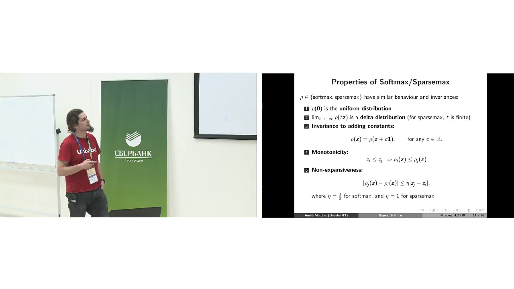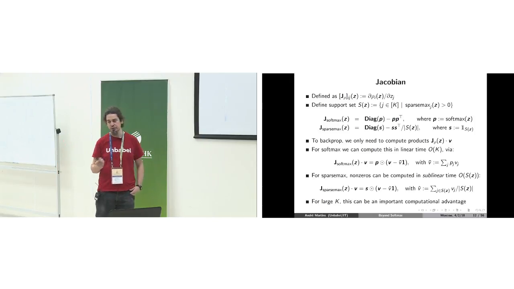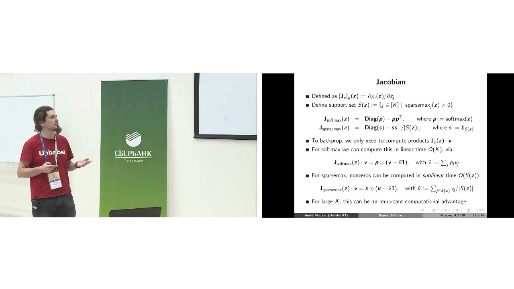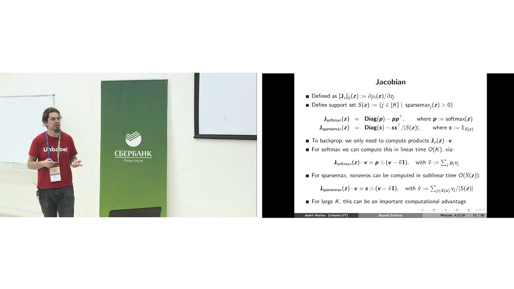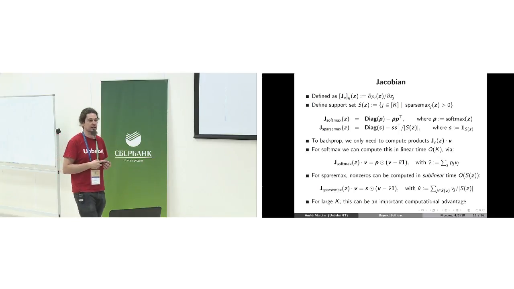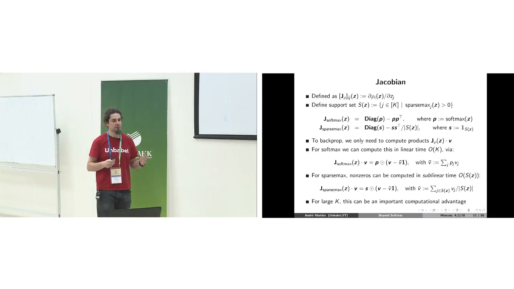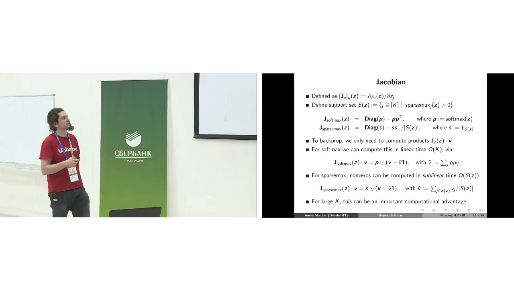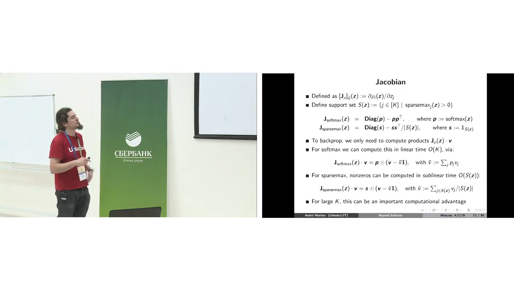Okay, this is all nice, but if you want to train a neural network, you need to run backpropagation. You need to compute gradients. Which means that for this transformation, you need to be able to compute the Jacobian, which is basically the set of derivatives for every coordinate in the output with respect to every coordinate in the input. So this is going to be a matrix k by k, right?